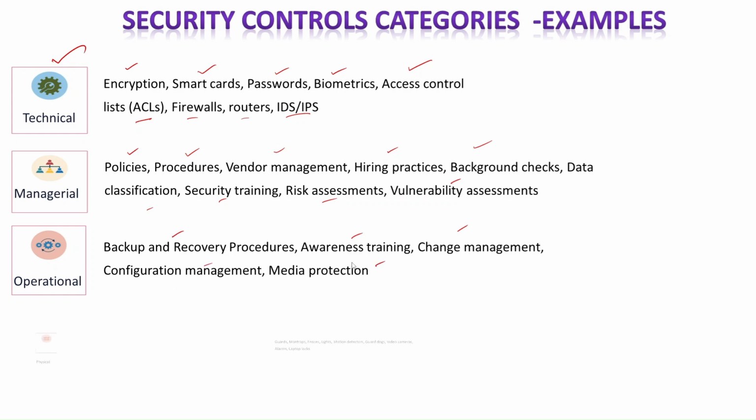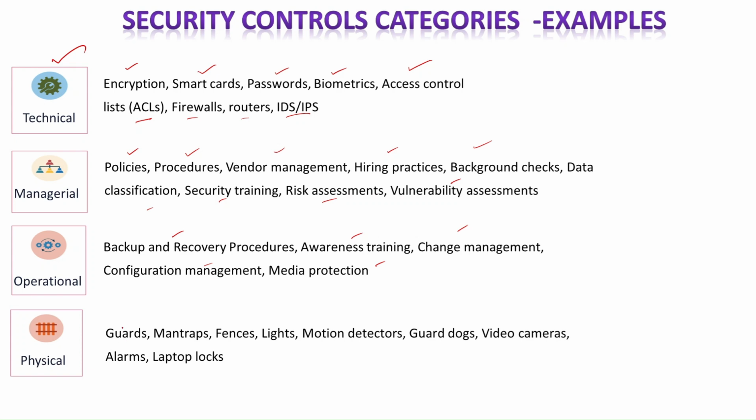which include backups and recovery procedures, training, change management, configuration management, and media protection. While physical controls include guards, man traps, so these are used for physical access control towards a facility, fences, lights. So fences are again used to control physical access to a facility. Lights are used for physical detection. So you can say this is a detective control. Motion detector, this is also a detective control. Guard dogs, video cameras, alarms, and laptop locks. So these all are physical controls.